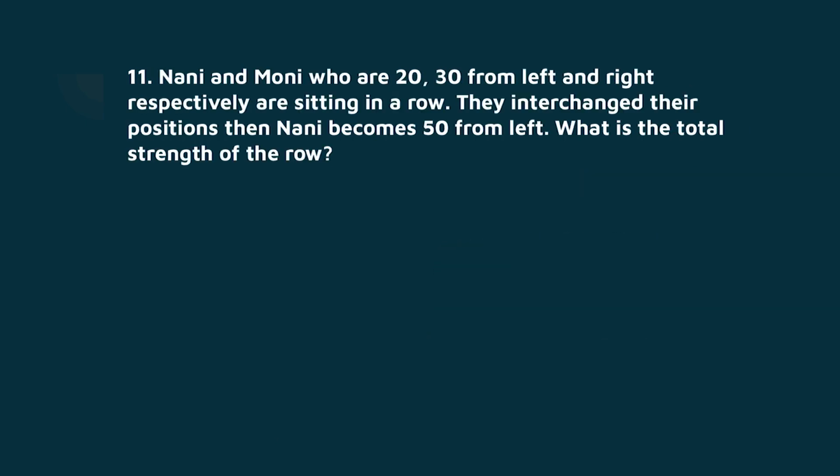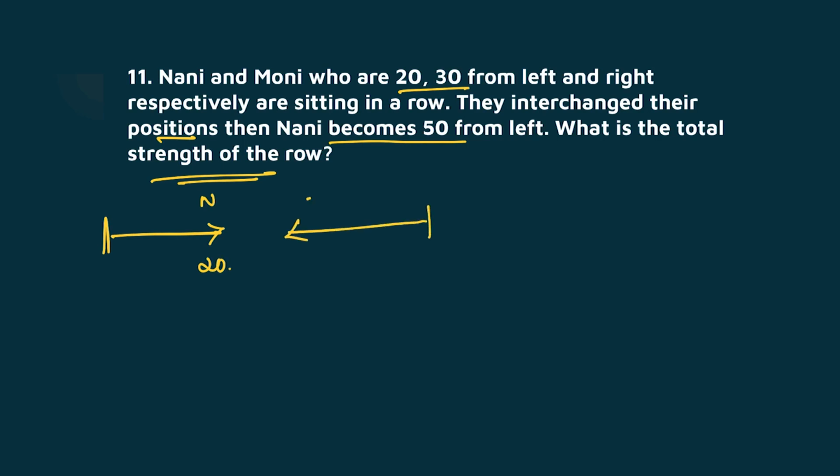So final question. Nani and Moni, who are 20 and 30 from left and right, they are sitting in a row and they interchanged their position. Then Nani becomes 50th from left, and what will be the total strength of the row? So given that the position of Nani is 20 from left and the position of Moni is 30 from right, they interchanged their position. So now Nani becomes 50th position from left. So what will be the total strength of the row?